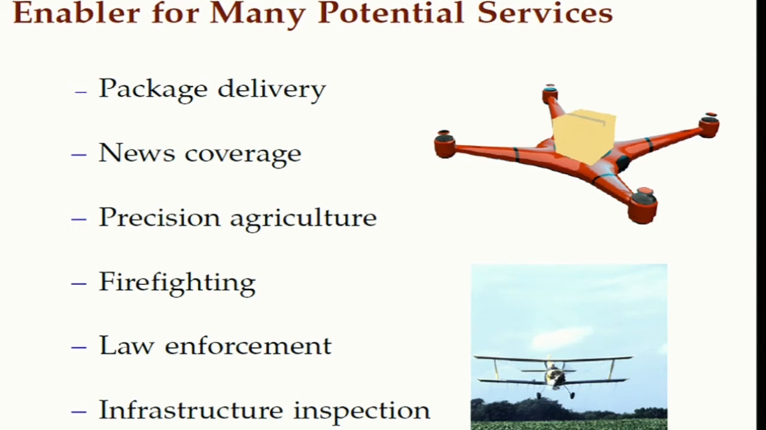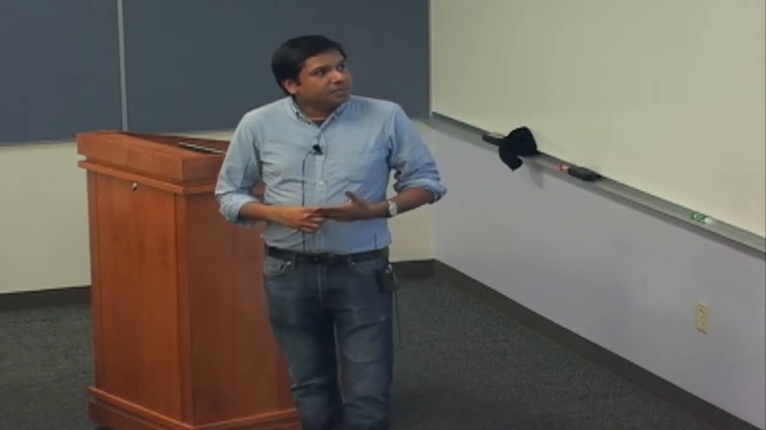The motivation behind building these dedicated traffic management systems is that it could enable many potential services. We all have heard about Amazon's plan of 30-minute delivery through what is called Amazon Prime Air. Other than package delivery, there is news coverage, with interest from CNN for news and sports coverage. Then there is interest in precision agriculture, in firefighting, and more traditional uses like law enforcement, infrastructure inspection, and also real estate photography and things like that.